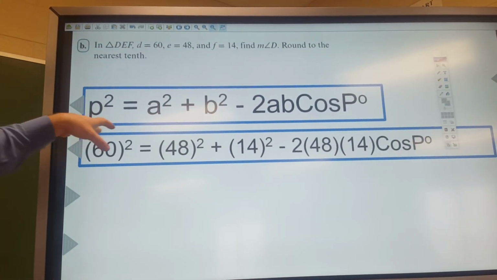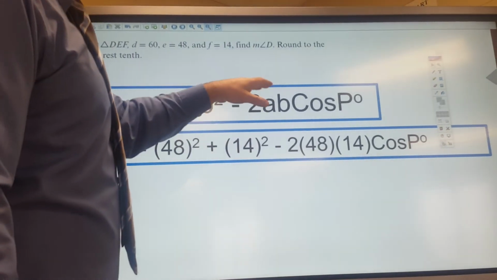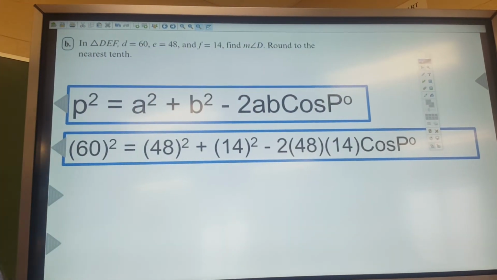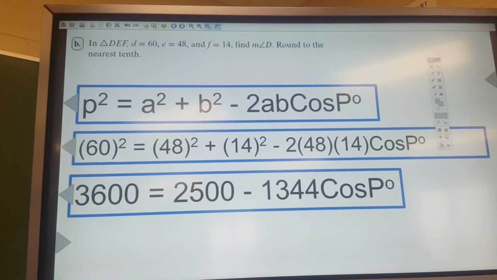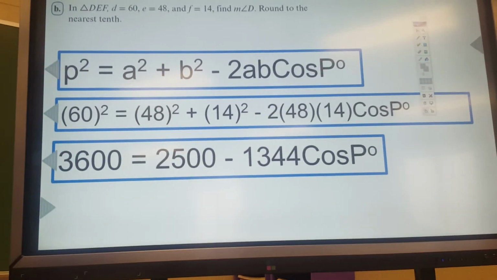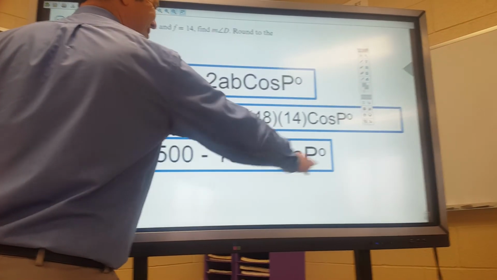We're going to plug 60 in. Plug in our other two sides. Minus 2 times 48 times 14 cosine P. Again, I could put D because D is actually the angle that I'm solving for. Working this out just like we did before: 3600 equals 2500 minus 1344 cosine P. Remember, we want to do that last.